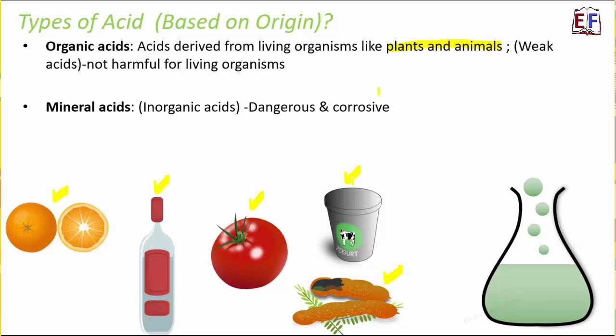These are all examples of organic acids, because if you look at them, they are all derived from fruits, vegetables, and milk products, directly or indirectly from plants and animals. They are weak acids, not at all harmful for living organisms. On the other hand, we have inorganic acids, which are also known as mineral acids. They are quite strong, dangerous and corrosive as well. Examples of such acids are hydrochloric acid and sulfuric acid. We normally use them in our chemistry laboratories to perform different experiments. But these acids are very harmful for us, and therefore we do not consume them in any form.